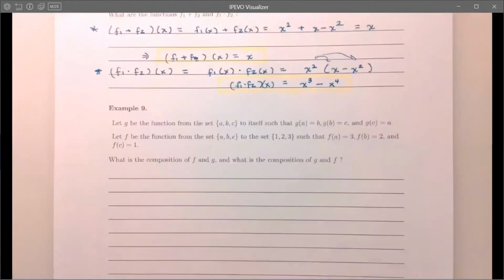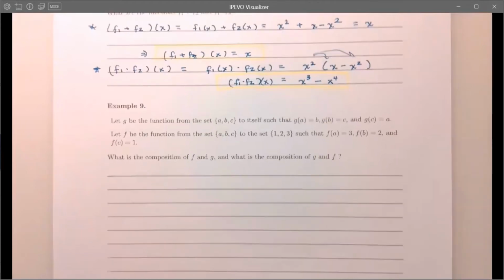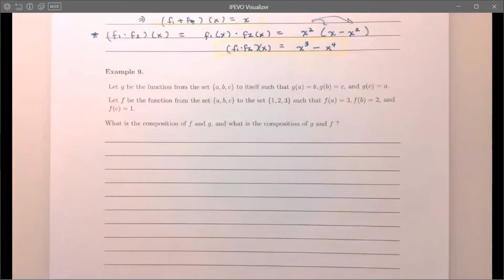All right, example number 9. Let g be the function from the set ABC to itself, such that g of A equals B, g of B equals C, and g of C equals A. Then f is the function from the set ABC to the set 1, 2, 3, such that f of A equals 3, f of B equals 2, and f of C equals 1. What is the composition of f and g, and what is the composition of g and f?